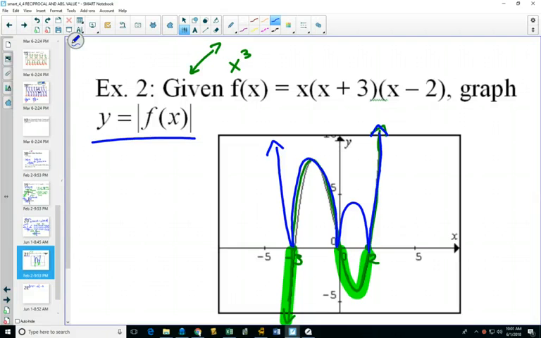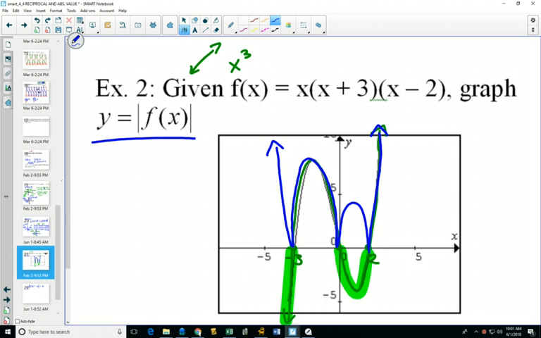And so the blue graph is the graph of the absolute value of f of x. And all that's happened is the part below the x-axis is reflected up. So the absolute value of any function is just a reflection over the x-axis of the parts below it.